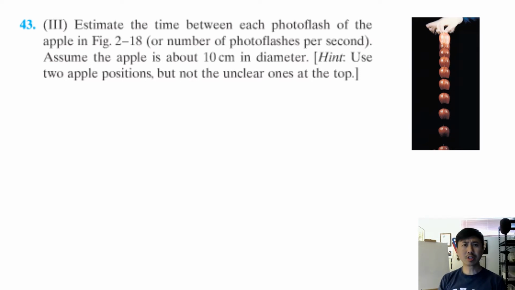Number 43 is a little bit weird in that it's asking you to actually measure the book, so you have to do some practical things in this. It wants you to estimate the time between each photo flash. If I have the distance between each apple, and I'm going to use a stem because it's a nice dot, if I know that distance, I should be able to get the time with our trusty equation, d = 1/2 a t squared.